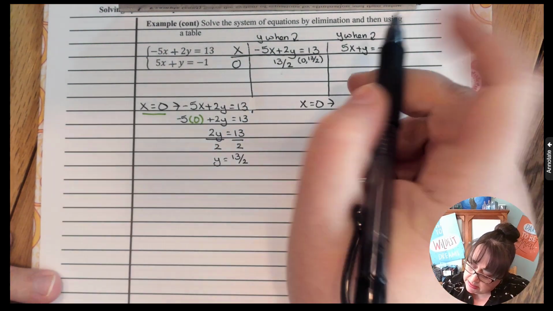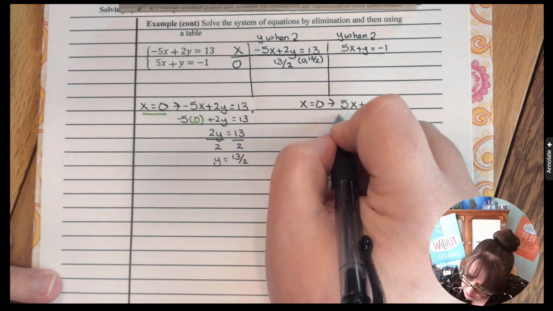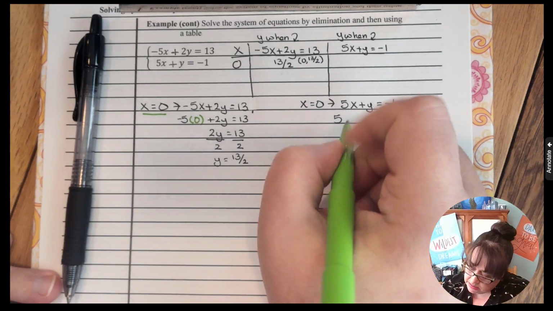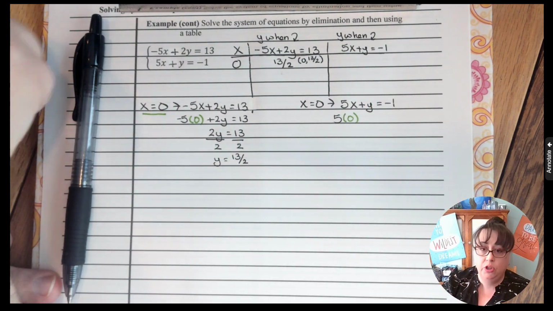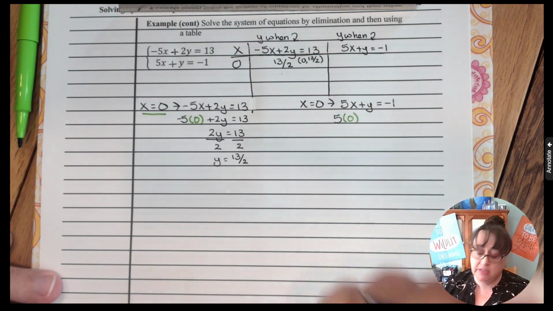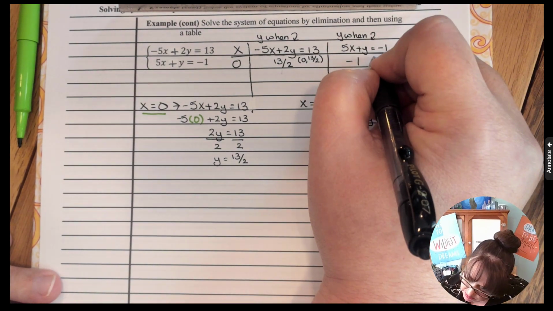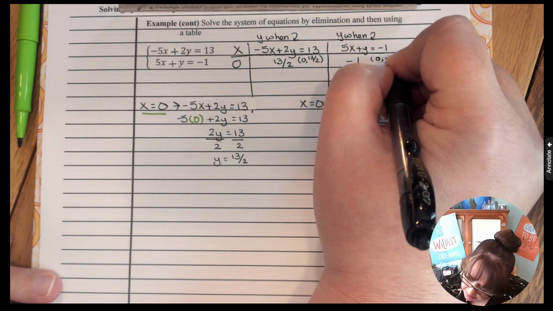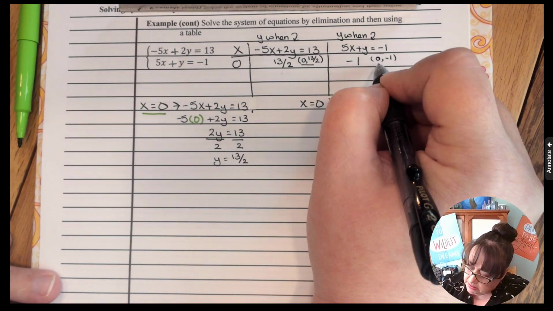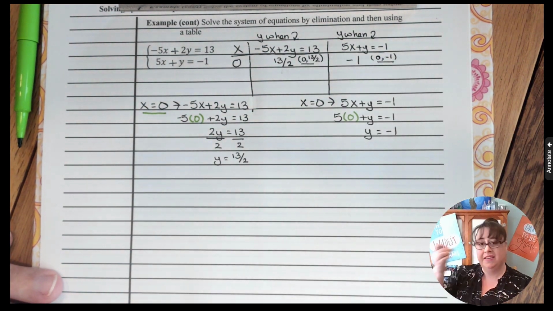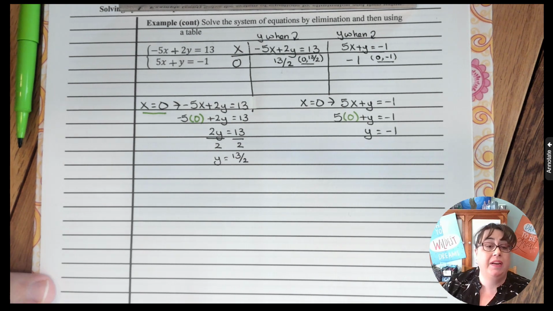So now we're going to put x equals 0 into the second equation. So 5 times, again, it's still 0 because we're looking for that point of intersection. So that's 0. So y is equal to -1. So this is the point (0, -1). This point and this point are not the same, so it is not a solution. So we go try another point.